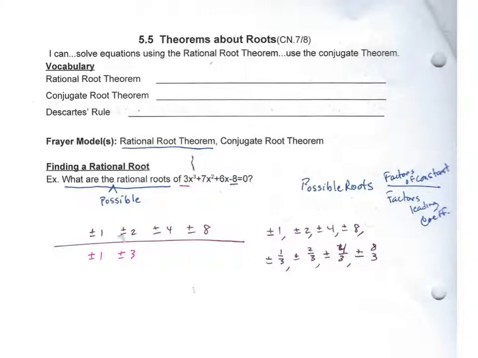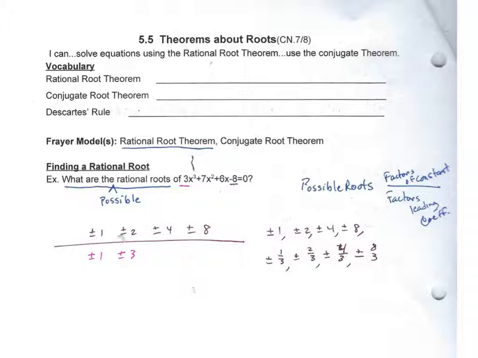Theorems about roots, 5.5 here. When we talk about solving using the rational roots theorem, what we're doing is finding all the possible rational roots. Not necessarily the rational roots, but all the possible rational roots, and then we have to go on another step to determine which ones are actually roots.